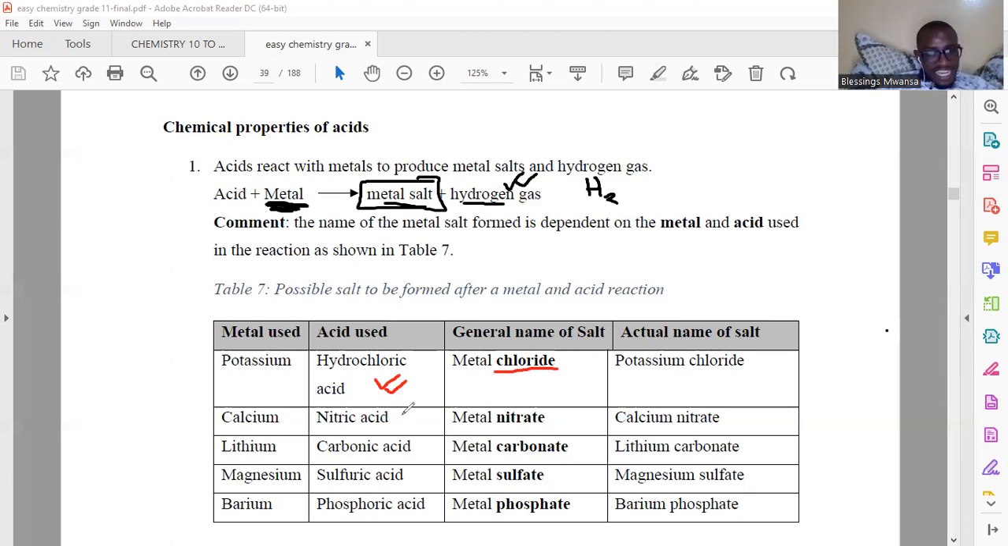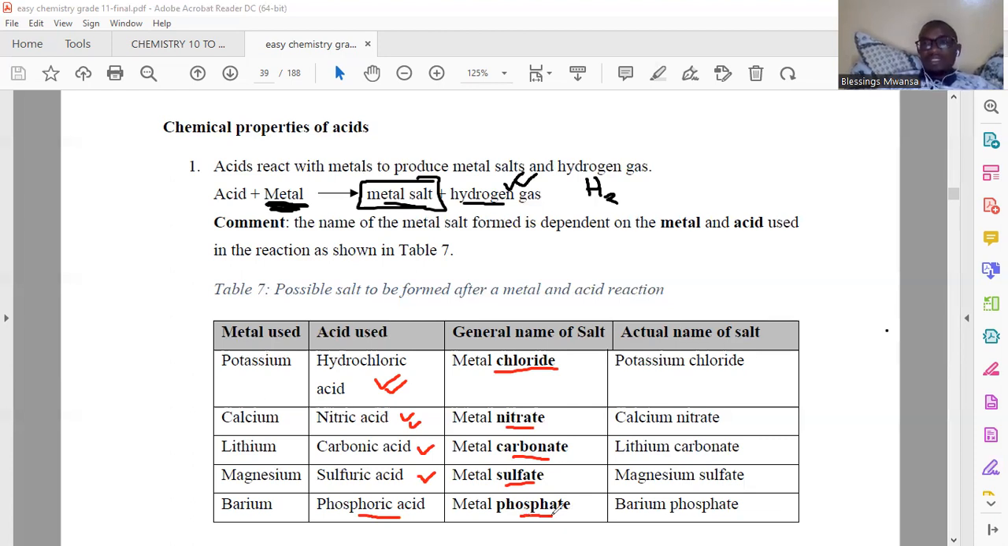If I'm using nitric acid, I can only produce a salt that is known as nitrate. If I'm using carbonic acid, I can only produce a salt that is known as a carbonate. If I'm going to use sulfuric acid, I will only produce a salt that is known as a sulfate. If I am going to use phosphoric acid, I can only produce a salt that is known as a phosphate.